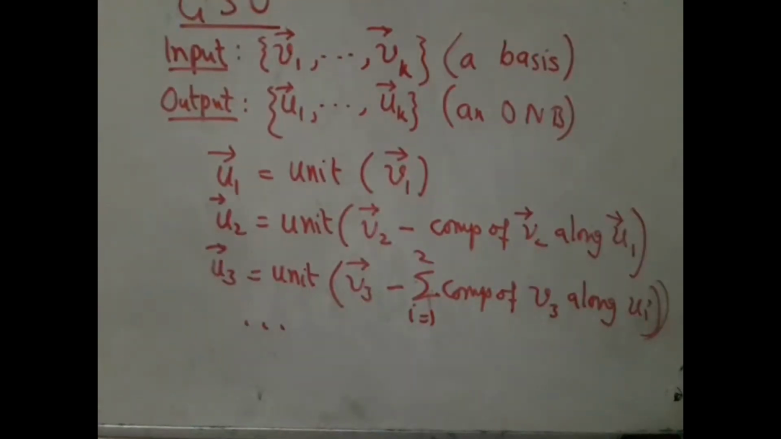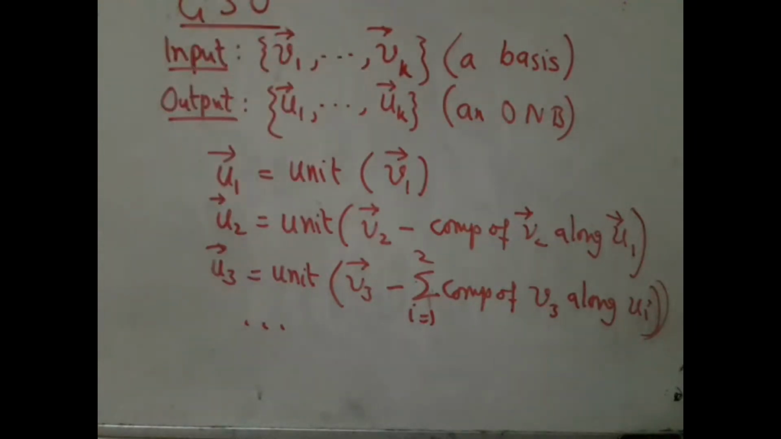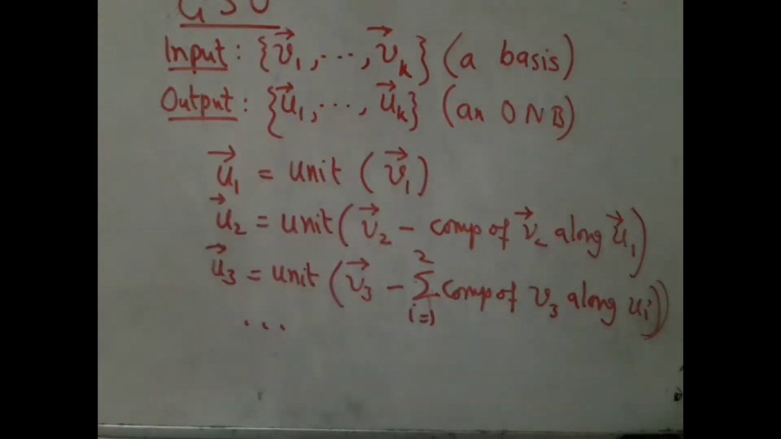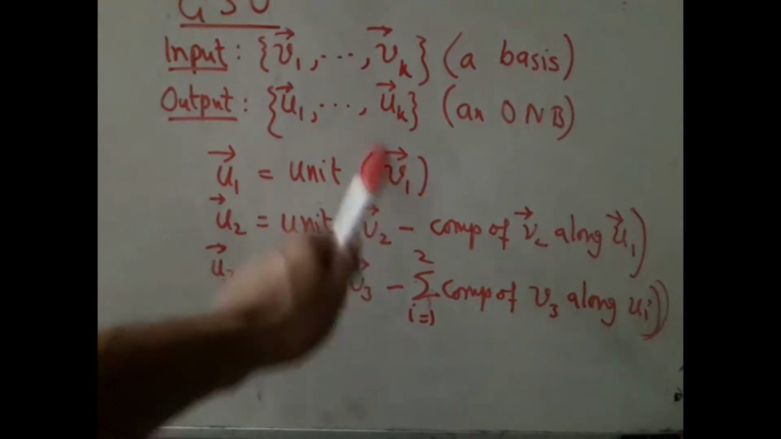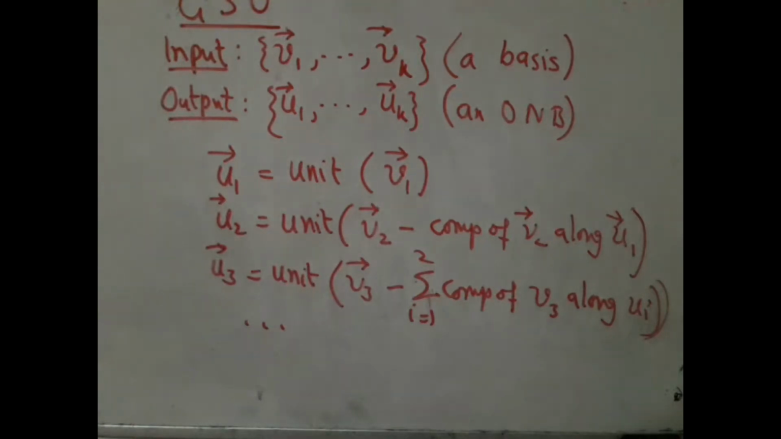Here is the general Gram-Schmidt orthogonalization process. I start with this input V1 to Vk, a basis of whatever subspace you are working with. Then Gram-Schmidt orthogonalization will process it to produce an orthonormal basis U1 to Uk. And it processes in the following way. It will take just the first vector here as your output first vector. Of course, it will take the unit vector along it, that is, it will divide this vector by its norm.